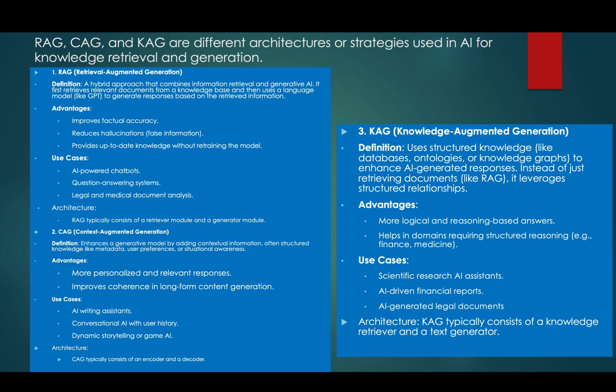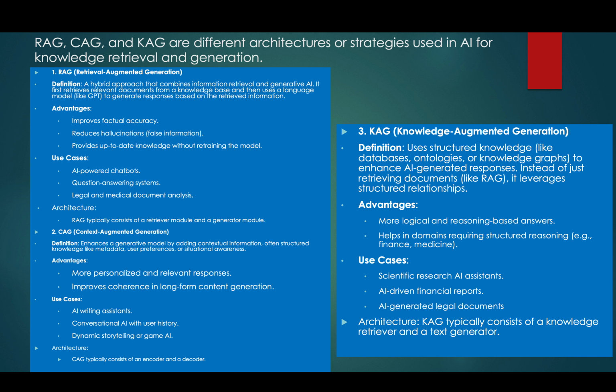Then comes KAG, that is knowledge augmented generation, and it uses structured knowledge like databases, ontologies, or graphs to enhance AI generated responses instead of just retrieving a document like RAG. It leverages structured relationships as well.